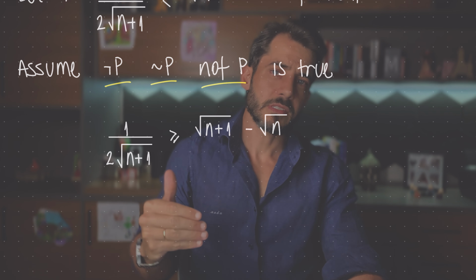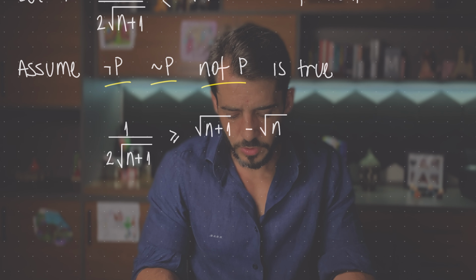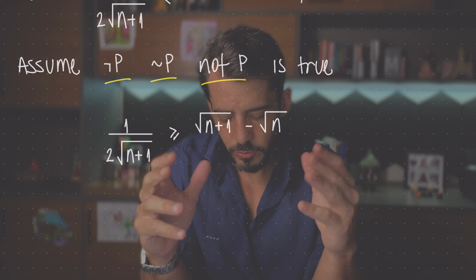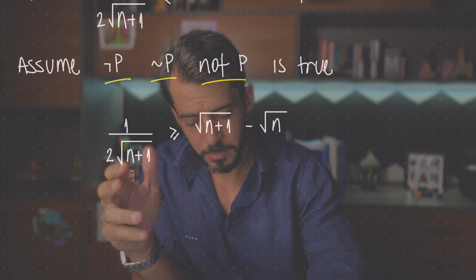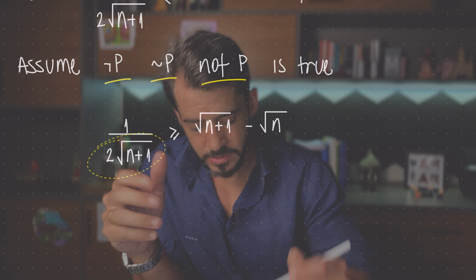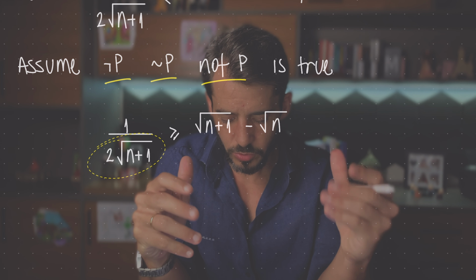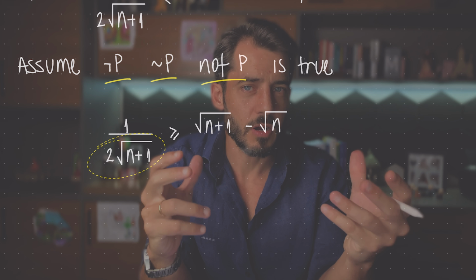Now we'll carry this out and we're going to get some sort of nonsense towards the end. Let's see what we can do here. We're talking about a positive real number n, which means that the root of n plus 1 will also be positive, and if you multiply it by 2, it will be positive as well. Therefore, we can cross multiply 2 root of n plus 1 without changing the direction of the inequality.